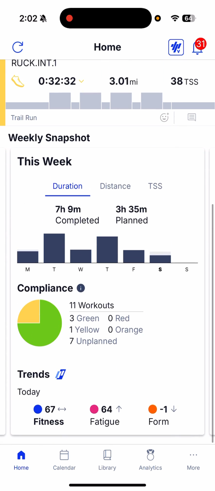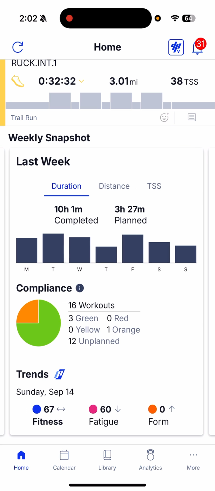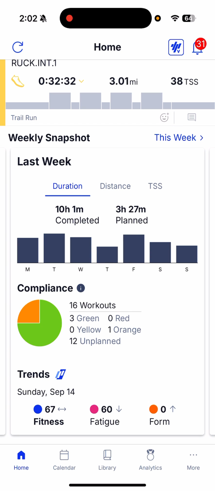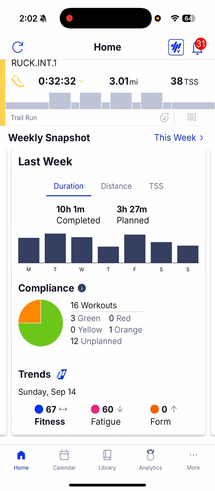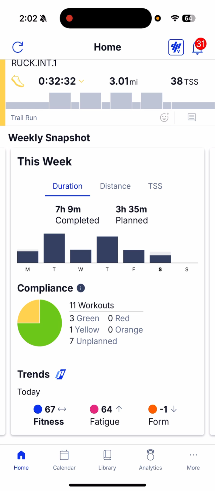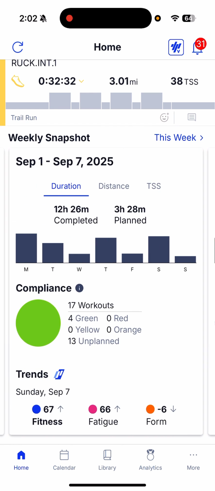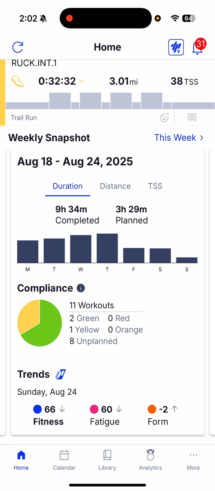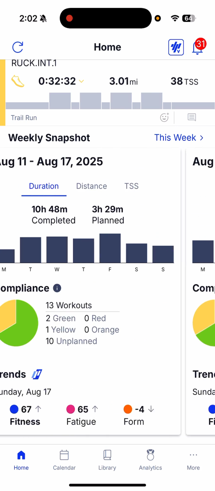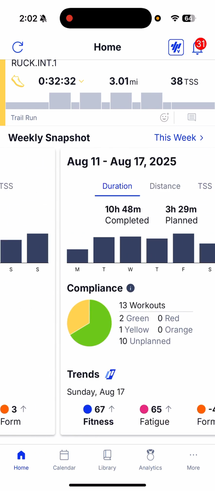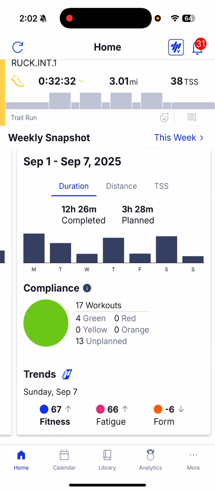If I scroll down to the bottom here, I see my weekly snapshot. I see down at the bottom, I have the small trends in my fatigue, my fitness, and my form. If I swipe left or right, it can give me yesterday's, last week's, the week before that, and so on and so forth. And I can look at how I'm trending in terms of fatigue, fitness, and form. You can see that my form is about the same usually. It doesn't deviate too much. I'm usually negative single digits or positive single digits, and there's not a whole lot of deviation from that, which is good.